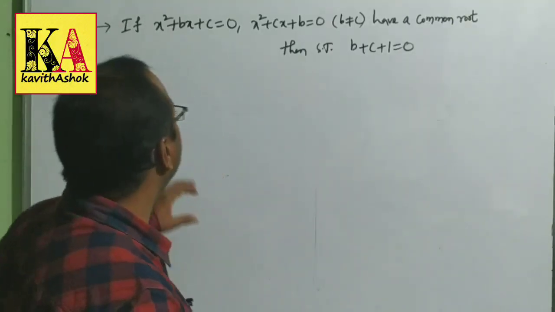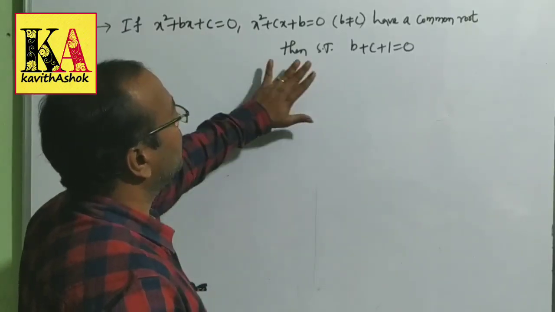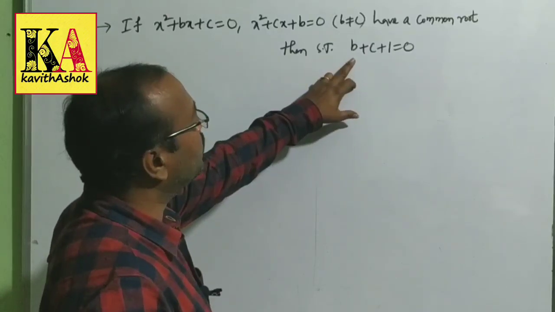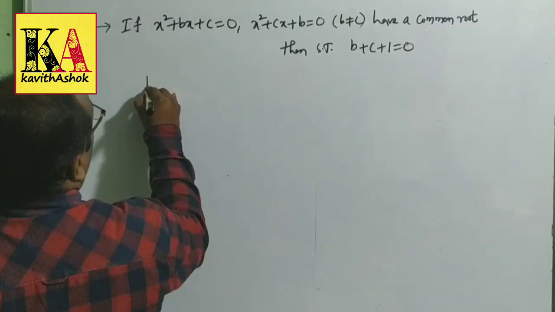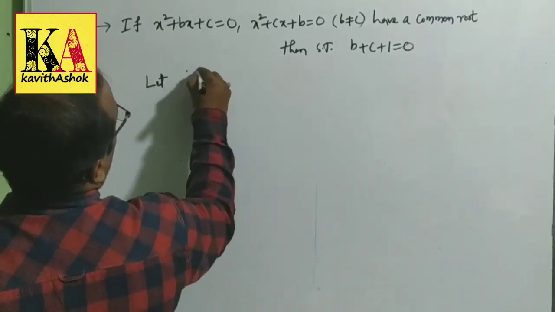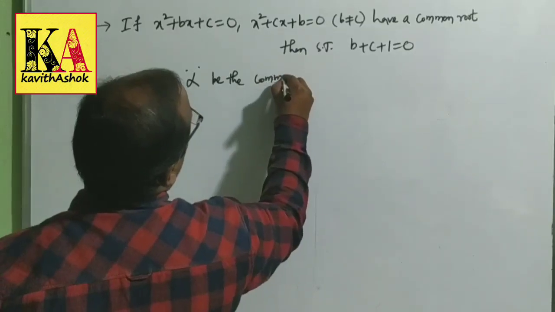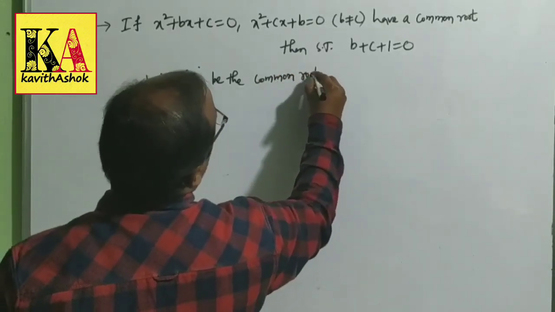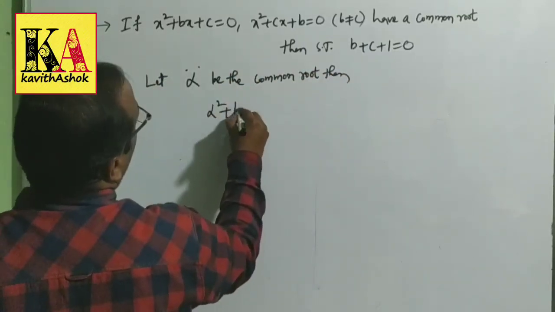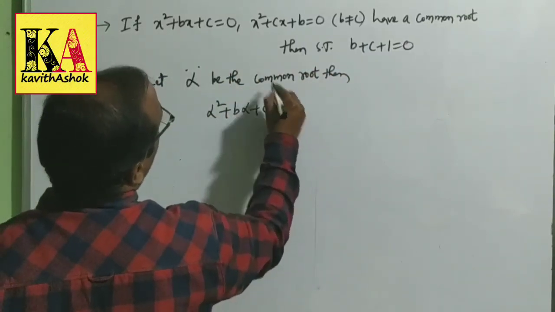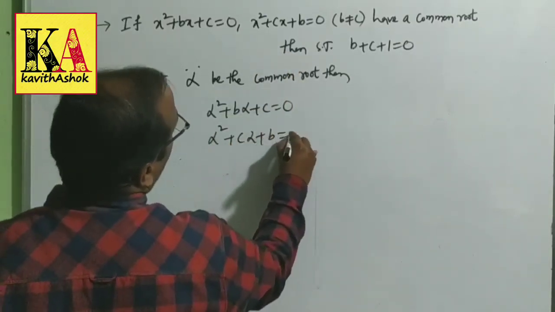Now one more important question. Two quadratic equations are there. They have a common root. Then by using that common root concept, we have to show that b plus c plus 1 is equal to 0. Right. Let alpha be the common root. Then alpha square plus b alpha plus c equal to 0, and this is alpha square plus c alpha plus b equal to 0.